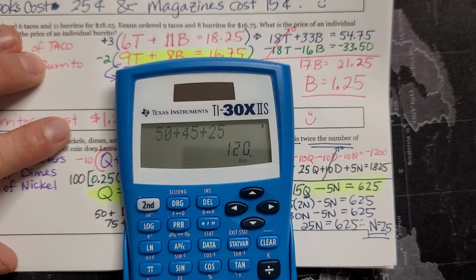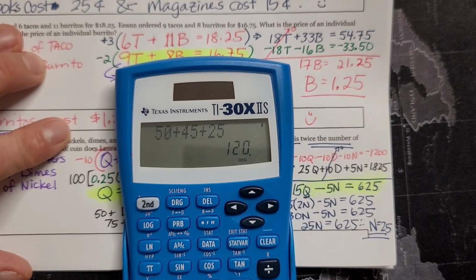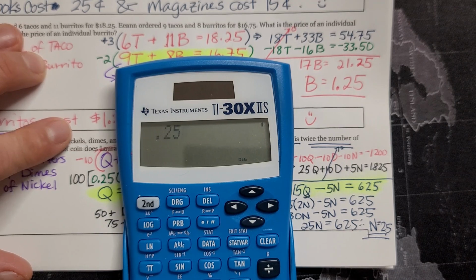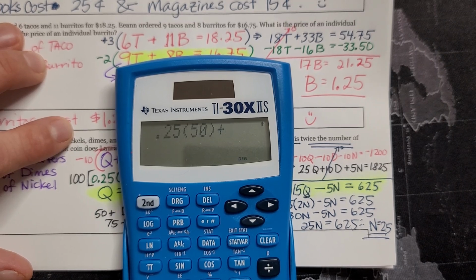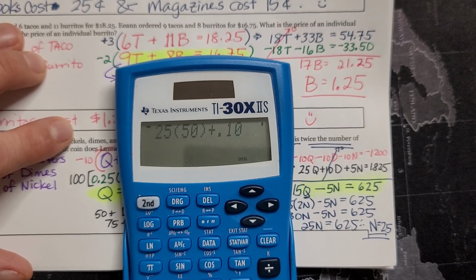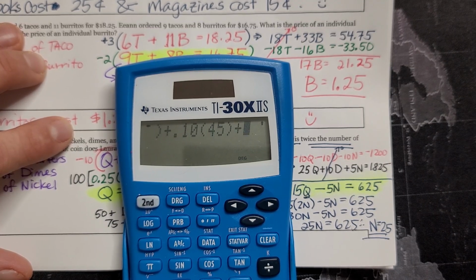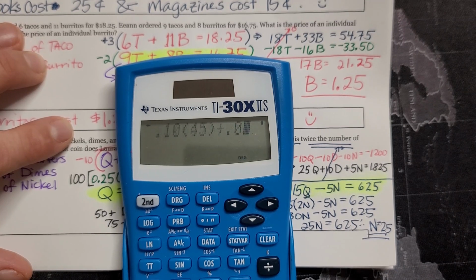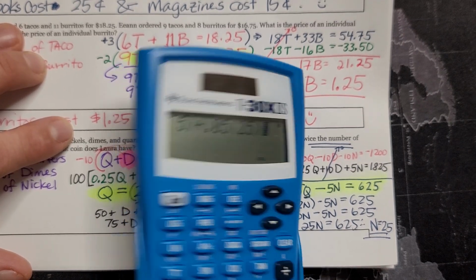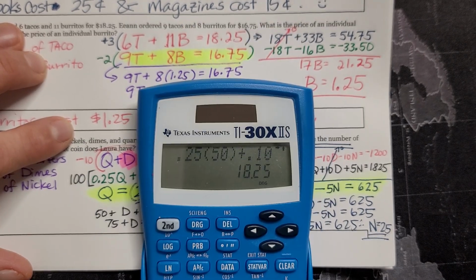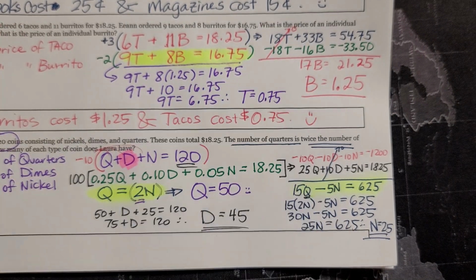Now let's do their values, and here's what you're going to do. How much is a quarter worth? 0.25. How many did I have of those? I had 50 of them, so multiply it times 50. Plus, how much is a dime worth? 0.10. How many dimes do I have? I have 45 dimes. And finally, plus the value of a nickel, 0.05. How many of those nickels do I have? I have 25. That should come out to a total of $18.25, which it does.